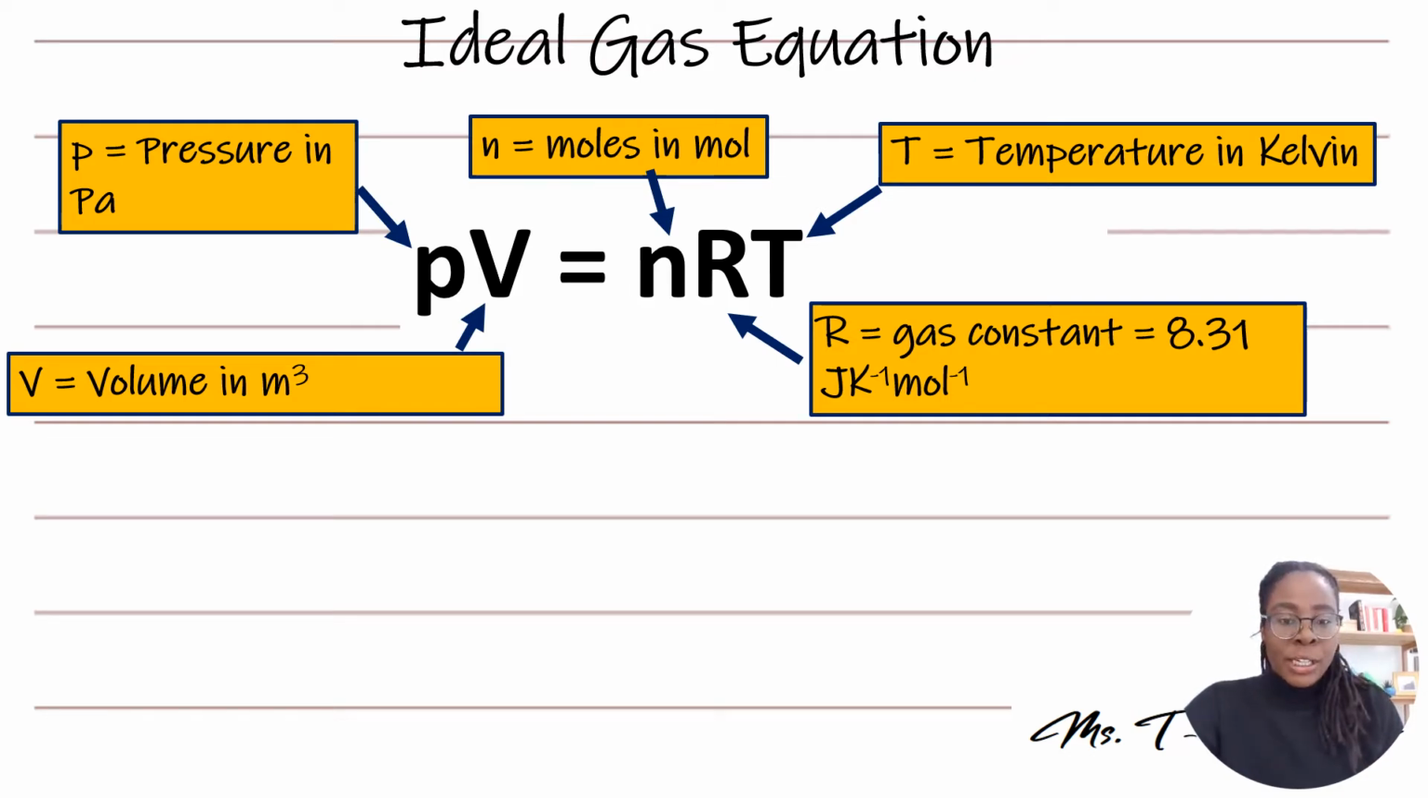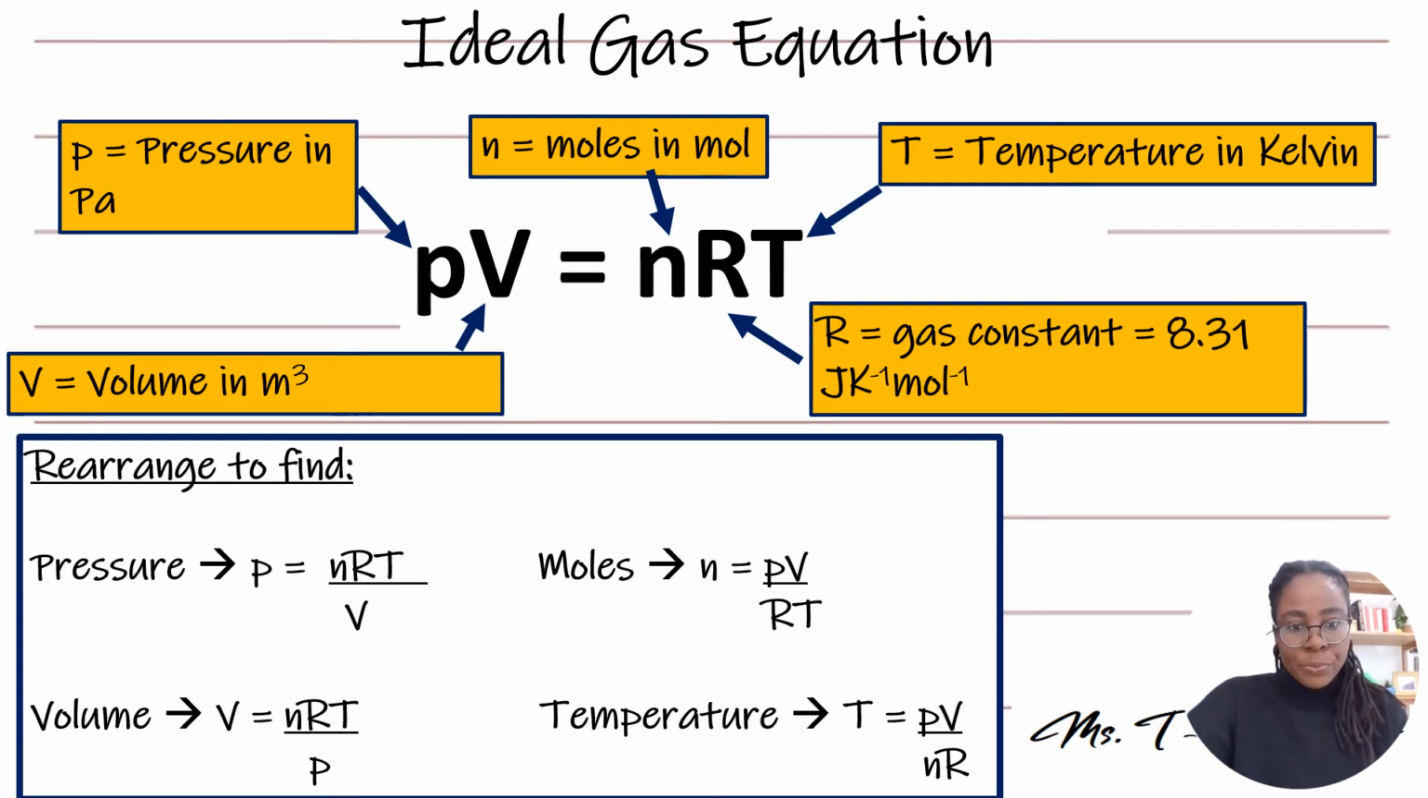And so we use this expression here, PV equals nRT, where P is pressure measured in pascals, V is your volume measured in meters cubed, n is your moles, R is your gas constant, which is 8.31, and T is temperature measured in Kelvin. We need to be able to rearrange our ideal gas equation to make the subject whichever quantity we're trying to calculate in that example. So to make P, V, n, or T the subject of that equation.